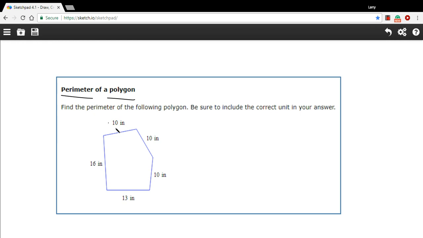your perimeter. So in this case, 10 plus 10 plus 10, that's 30, plus 13 is 43, plus 16 is 59. So the number here we've got is 59.